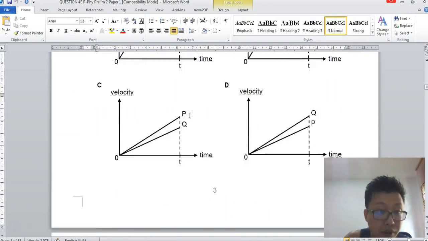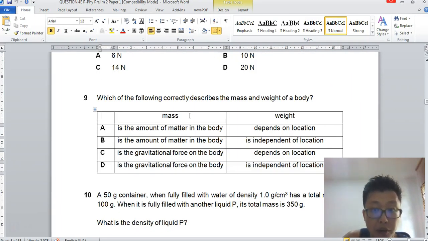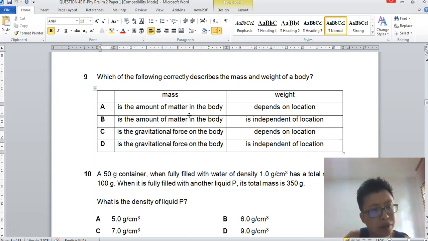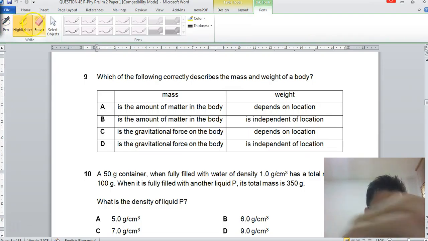Question 9. Okay, let's go to question 9. Here's question 9, pretty simple. We are supposed to choose mass and weight. So what is the issue here? I think mass is quite obvious. These are the correct ones.